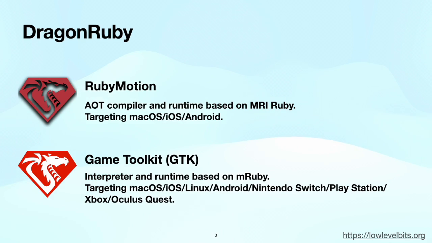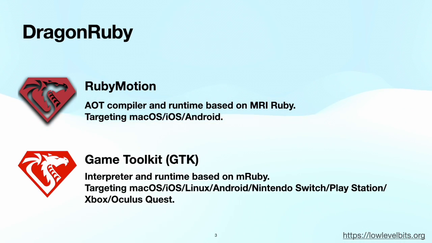There was another project, which is called Game Toolkit. It's a simple two-dimensional engine for building games in Ruby. And it's targeting many platforms like macOS, iOS, Linux, Android, Nintendo Switch, PlayStation, Xbox, and we are now working also on VR support for Oculus Quest. So the difference between these two is that Ruby Motion is an ahead of time compiler. It means that you give it Ruby code and it spits out a complete executable.